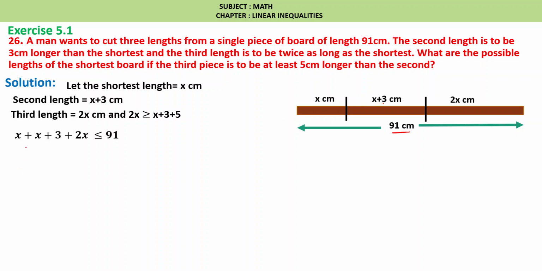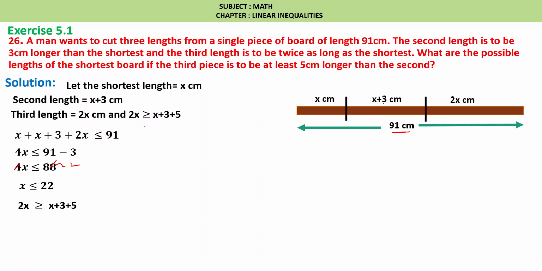Therefore, upon addition of these, the maximum will be 91, so it should be less than or equal to 91 centimeters. x plus x is 2x, 2x plus 2x is 4x. So 4x is less than or equal to 91 minus 3. 4x is less than or equal to 88. That is x is less than or equal to 22, because 4 times 22 is 88.